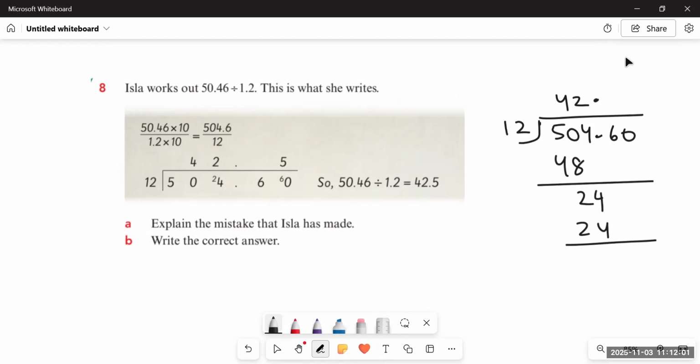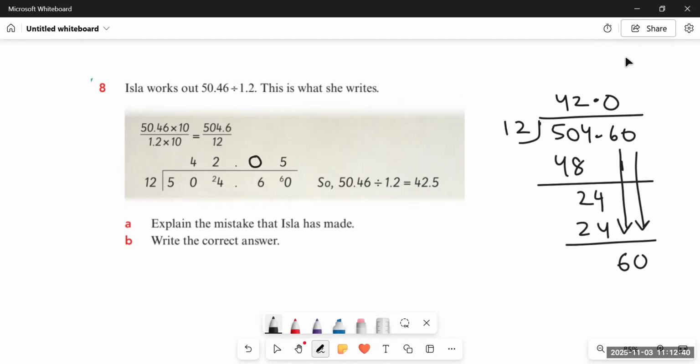Next, we have 6060. So we cannot divide 6 by 12. It means we have to take 2 digits together. And whenever we take 2 digits together, we have to put a 0 over here. Okay, the mistake we have highlighted is Isla didn't put a 0 over here before 5. Since she took 2 digits together to divide, she must have taken a 0 in the quotient for this. But she didn't, so this was the mistake she made. The actual answer should have been 42.05, not 42.5.